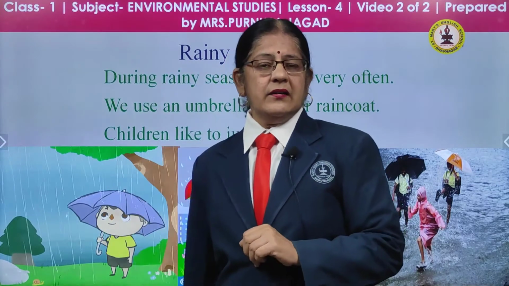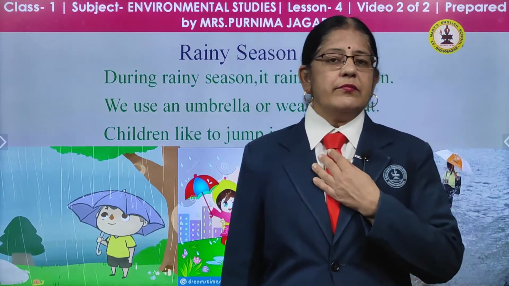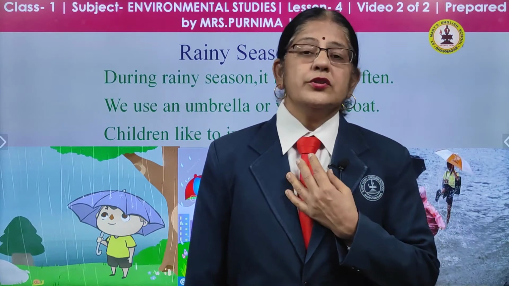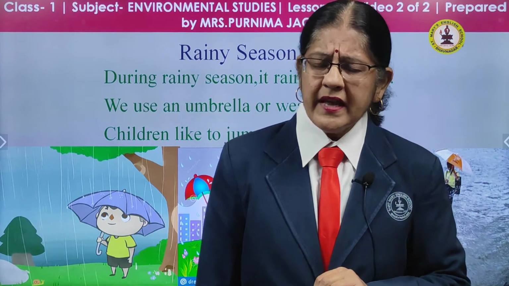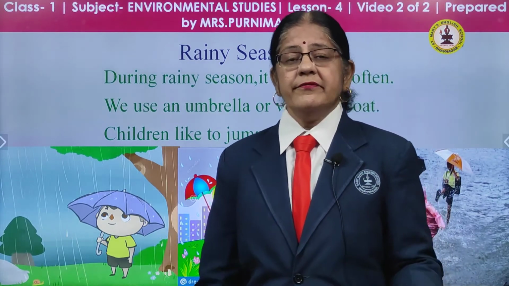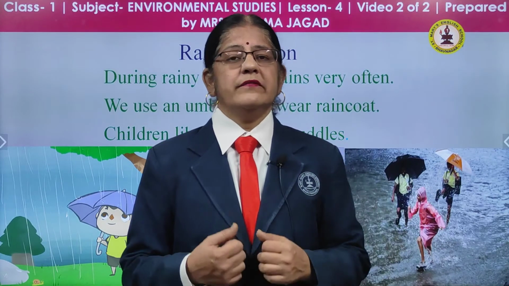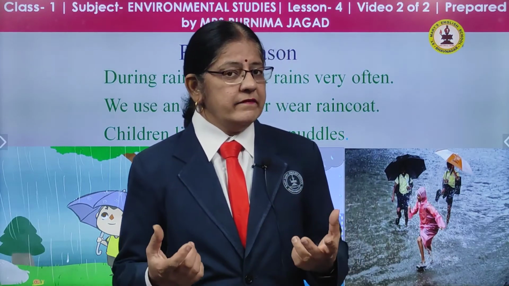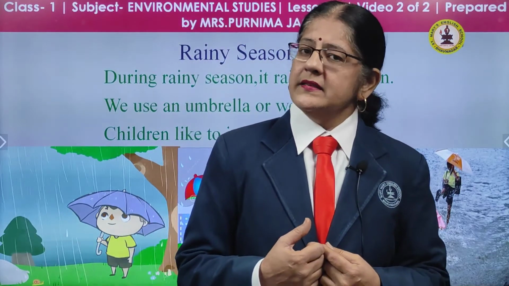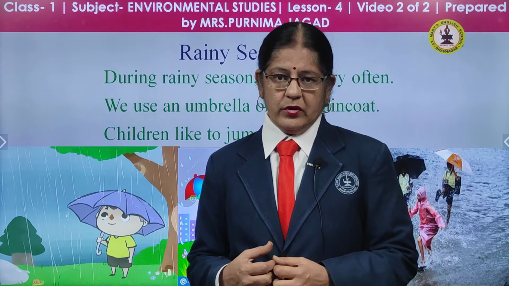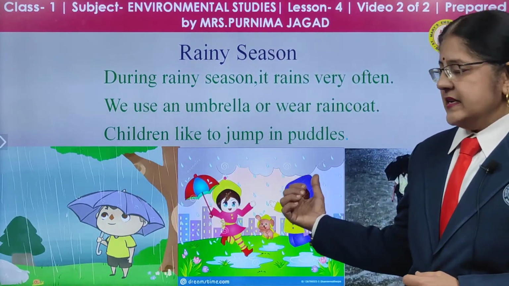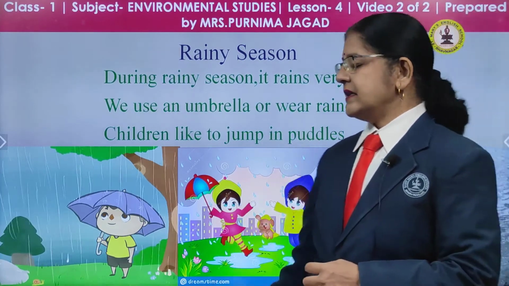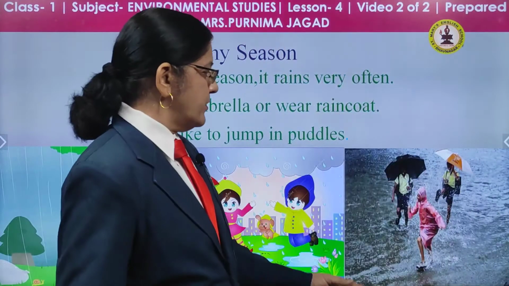Why do we use an umbrella or why do we wear a raincoat? So that our body does not become wet. To protect our body from rain, we use an umbrella or raincoat. If we don't use an umbrella or raincoat, we may get wet. And when we get wet, what happens? We have cold and then sickness. So to protect our body, we use an umbrella or raincoat in rainy season. Children like to jump in puddles. Some children like to jump in puddles.